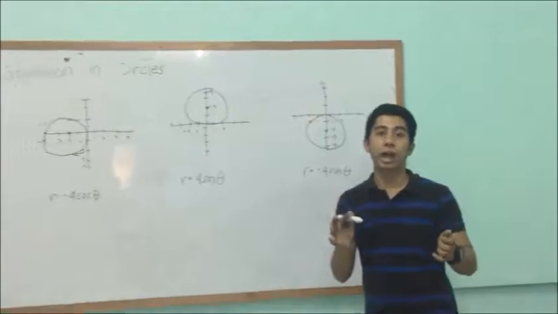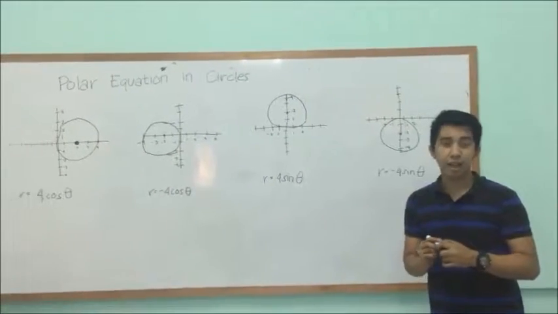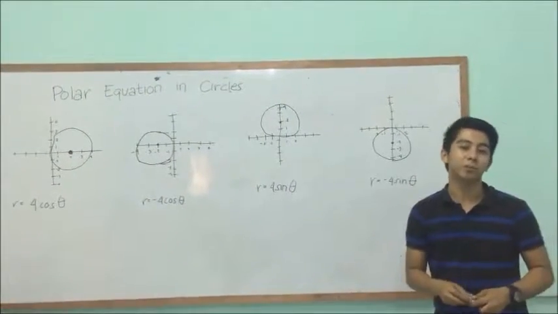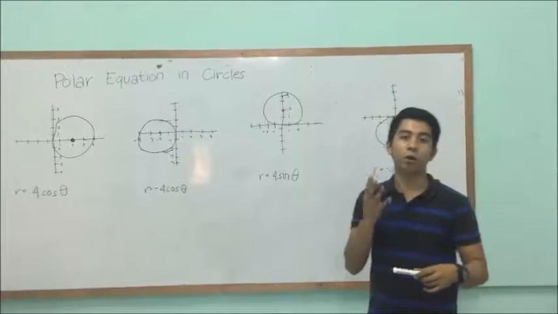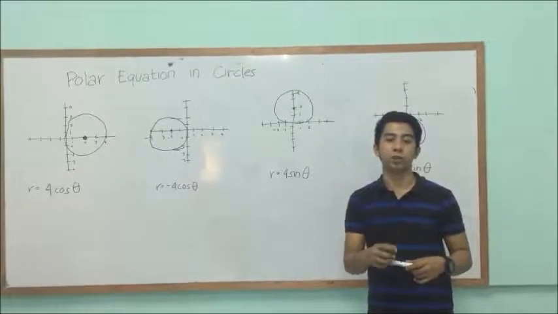So these are the 4 types of polar equations of circles. There are many types of polar equations of circles, but I discussed only these 4 main types. That's all for today.